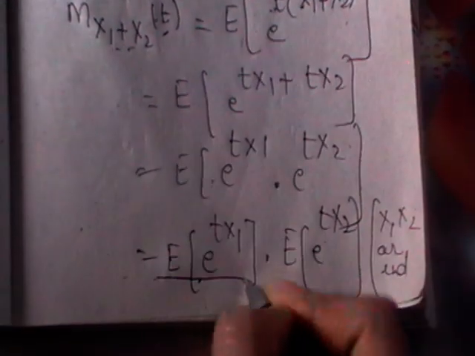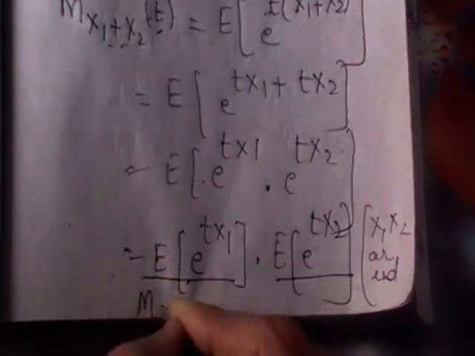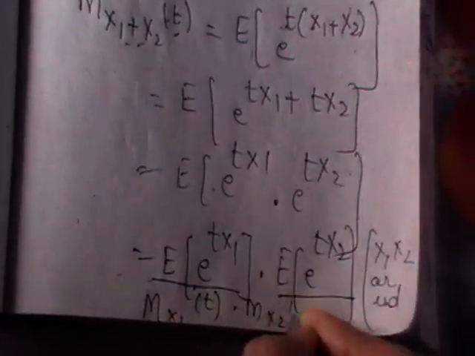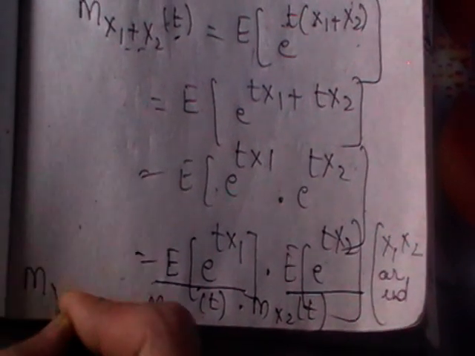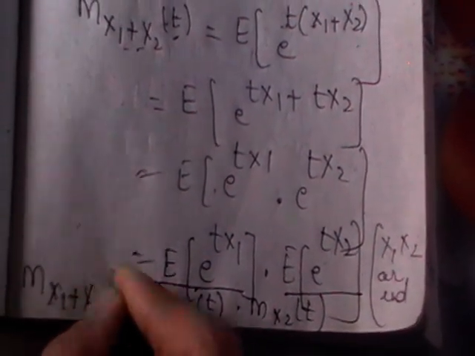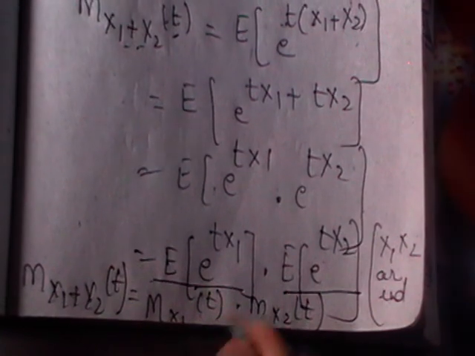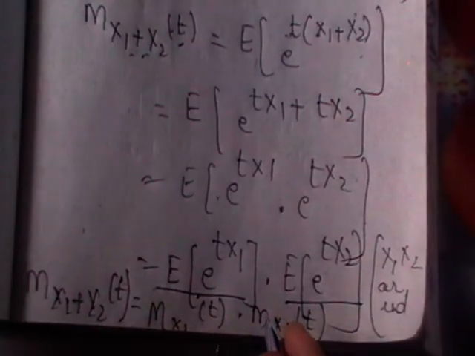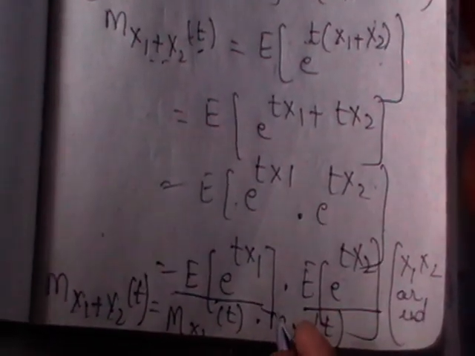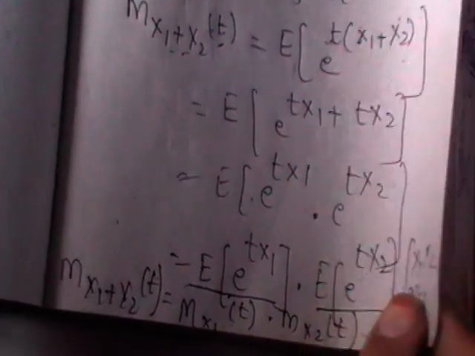So I think this stands for MX(t), am I right? MX1 of t, this is nothing but into MX2 of t. So we have proved that M(X1 plus X2) of t is equal to MX1(t) into MX2(t). Hence we can say that the MGF satisfies the additive or reproductive property.